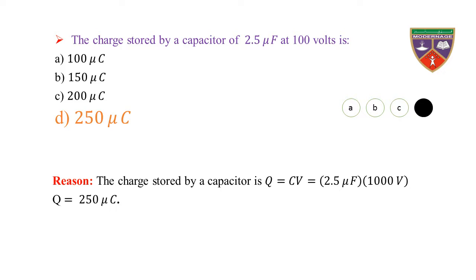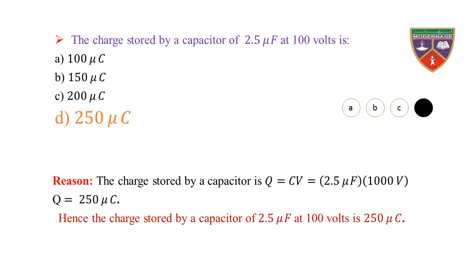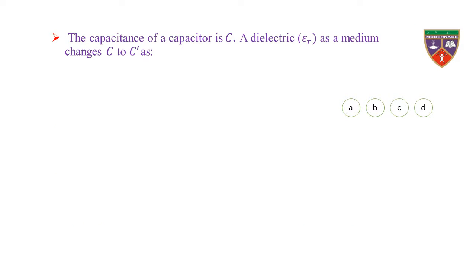Reason: the charge stored by a capacitor is Q equal to CV, which is equal to 2.5 microfarad into 100 volt, which is equal to 250 microcoulomb. Hence, the charge stored by a capacitor of 2.5 microfarad at 100 volts is 250 microcoulomb.